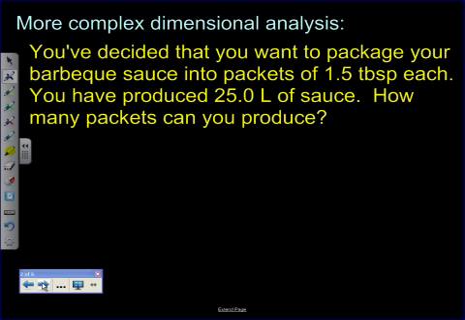You've decided that you want to package your barbecue sauce. If you remember the end of the last video, that was our first conversion factor problem, into packets of 1.5 tablespoons each. You've produced 25 liters of sauce. How many packets can you produce?